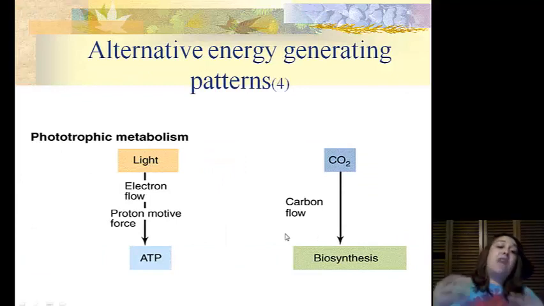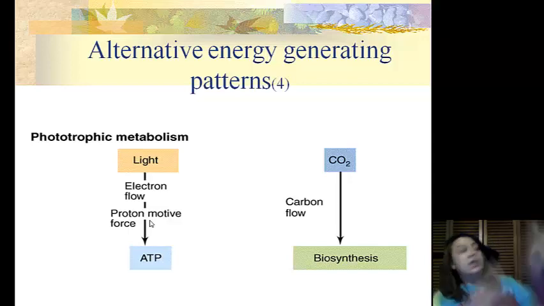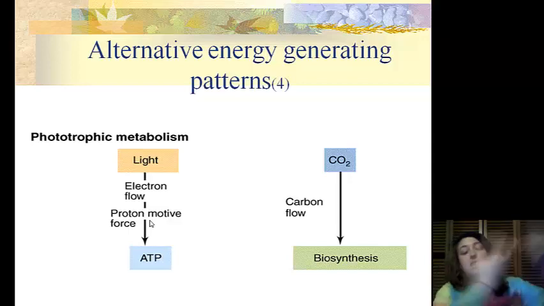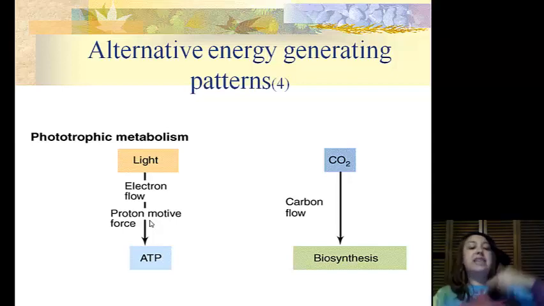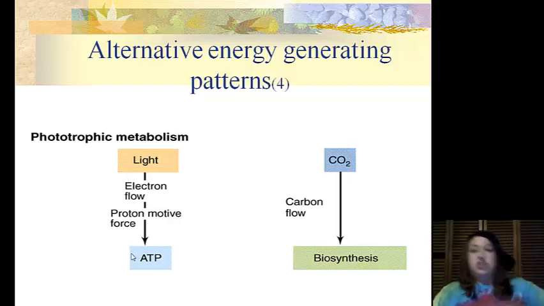Okay, the final pathway we're going to talk about, alternate energy generation pattern 4, is the phototropic metabolism. So, light accepts our electron, makes it go through the electron transport chain. Then we've got that proton motive force, passing out those hydrogens, sending them out, so they can come back in, go through that ATPase, and create energy to create ATP. This is good. This stuff creates a lot of ATP.